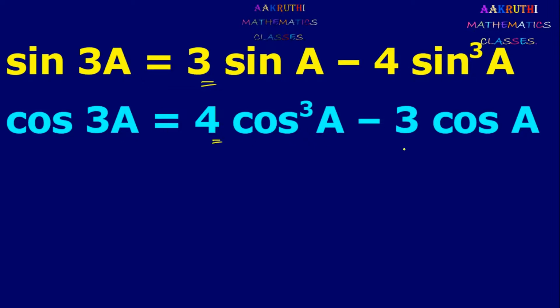It is 4 cos cube A minus 3 cos A. In sin 3A we get all terms in sin only, and in cos 3A we get all terms in cos only. So it is sin 3A equal to 3 sin A minus 4 sin cube A, and cos 3A is 4 cos cube A minus 3 cos A.